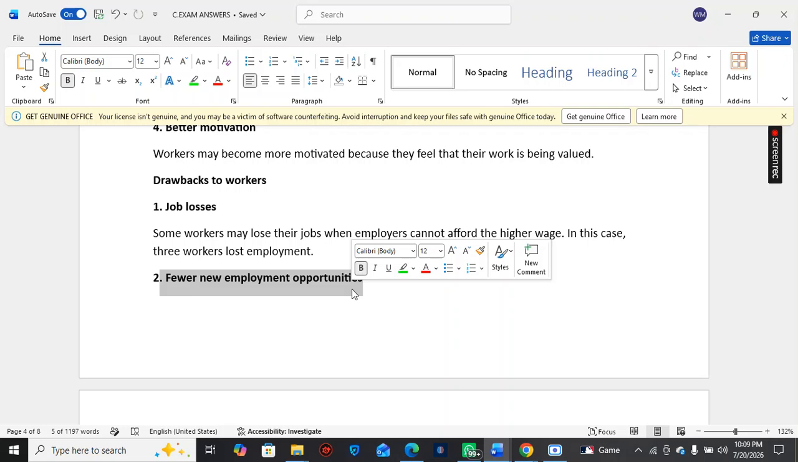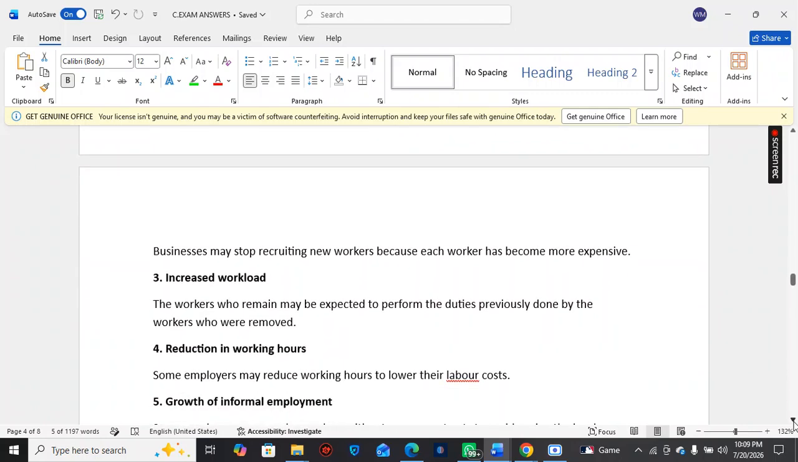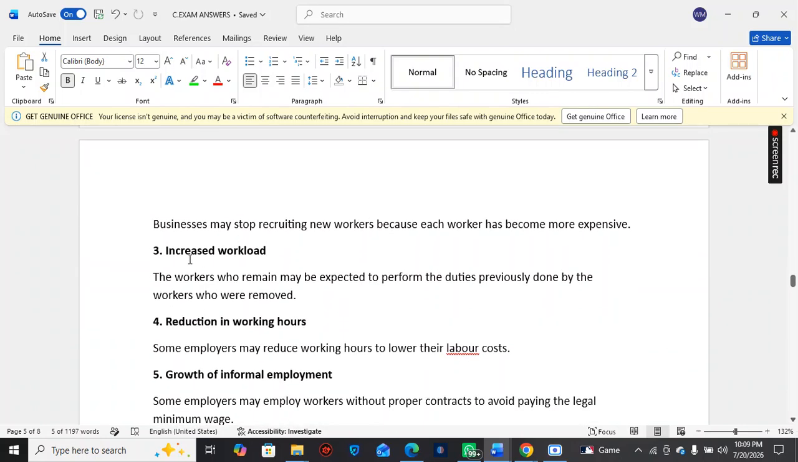So they're definitely not hiring any new workers. So fewer new employment opportunities. Increased workload. As I said, those seven workers might find their workload has increased.